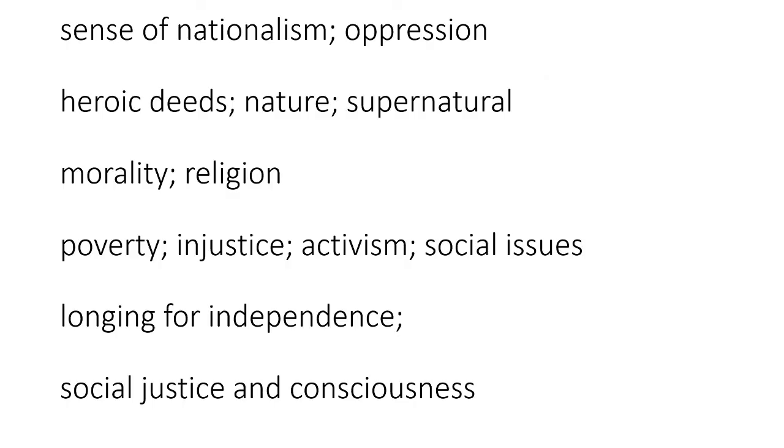So in general, we can see here the different characteristics of literary periods. There is a sense of nationalism, oppression, heroic deeds, nature, supernatural, morality, religion, poverty, injustice, activism, social issues, longing for independence, social justice, and consciousness. So, with these different characteristics, you will identify what period each is related to. For example, heroic deeds about nature or supernatural, this is during the pre-colonial period. Now, you may try the other characteristics. You may try answering and referring to the period that is being identified by these characteristics. Good luck!